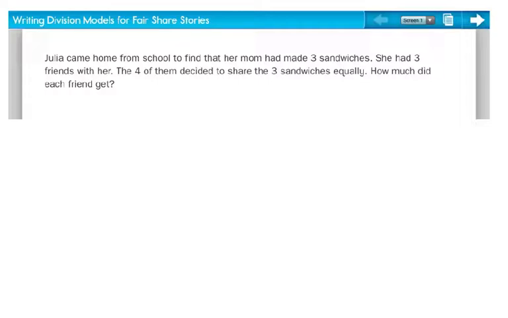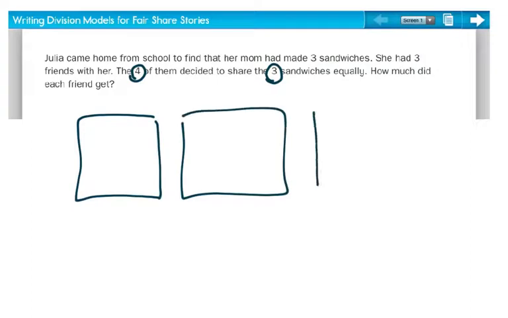So Julia came home from school to find that her mom had made 3 sandwiches. She had 3 friends with her. The 4 of them decided to share the 3 sandwiches equally. How much did each friend get? Would you go ahead and draw 3 sandwiches?